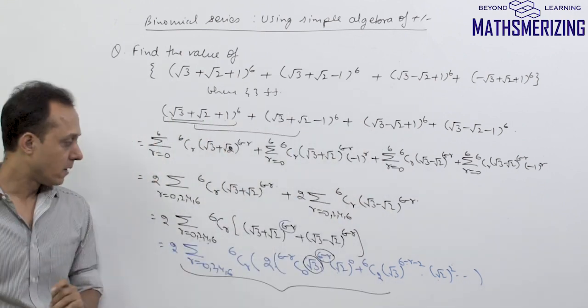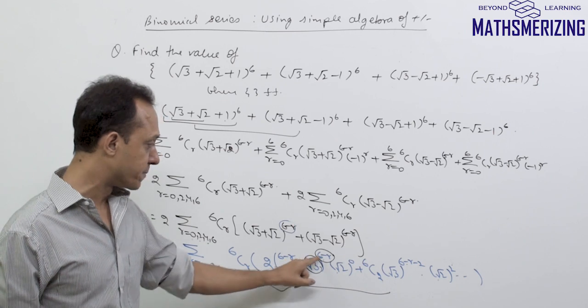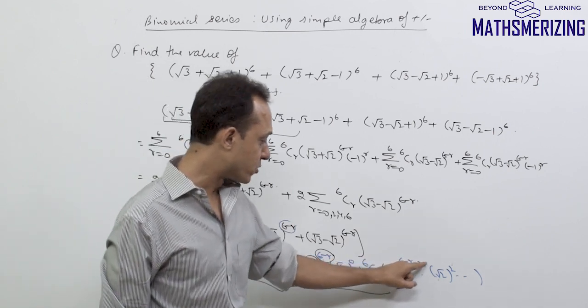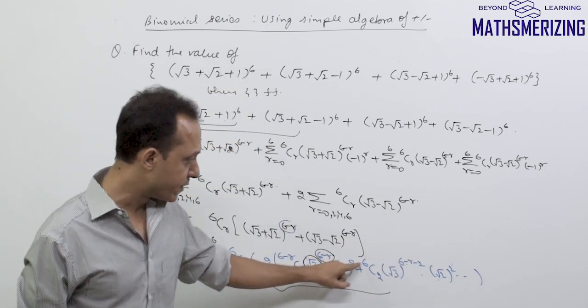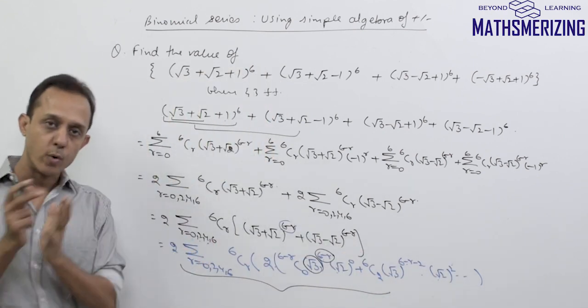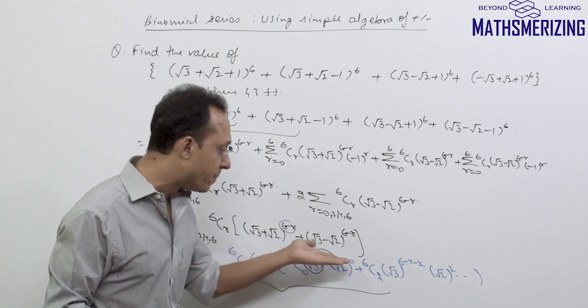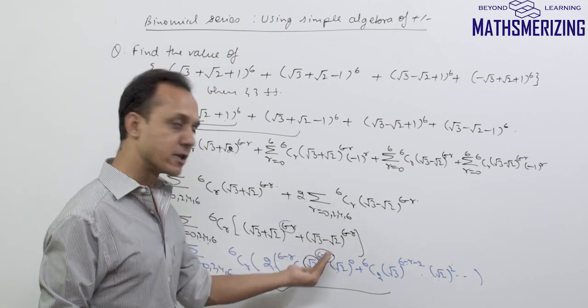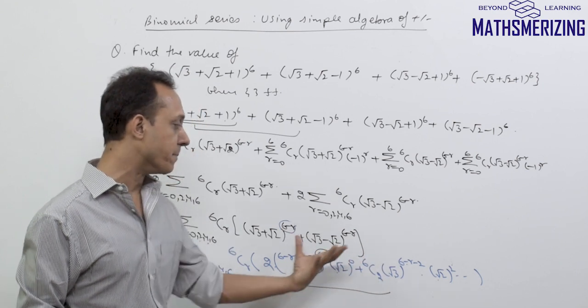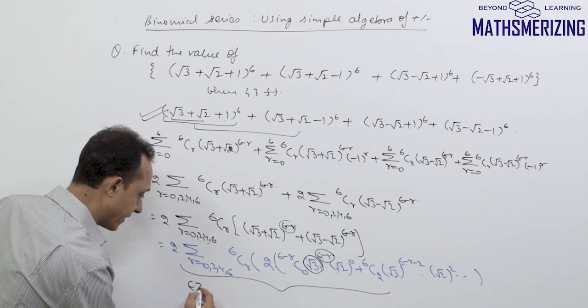Now when I look at this series, root 3 to the power 6 minus r is an even power, so 6 minus r is even, 6 minus r minus 2 is even, and root 2 to the power 0 is even, power 2 is even, power 4 is even. So every time I'm getting a square root, I'm getting it with an even power. When I'm getting square roots with even power, I know there will be no irrational terms in this expression. All the terms will be simply integral. So this number is actually an integer.